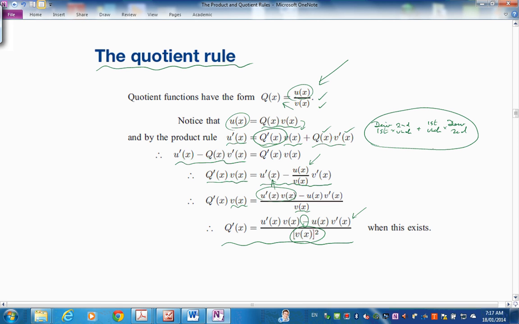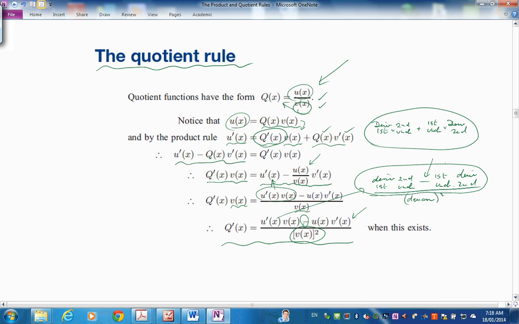Can you see the top line is almost the same? Let's look at it. Derivative of the first by the second unchanged, minus though the first unchanged by the derivative of the second, all over the second function, I'm calling the denominator, all over the denominator squared. So the top lines are the same pattern, one's got a negative.